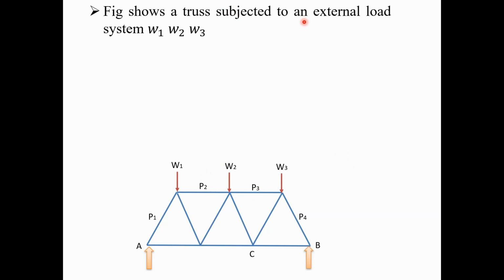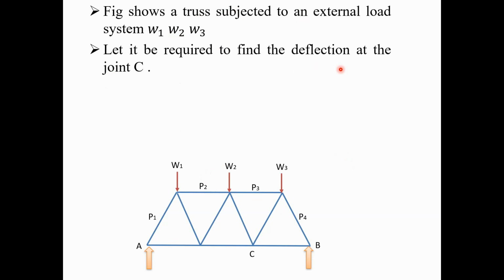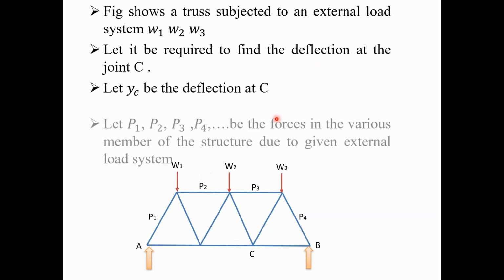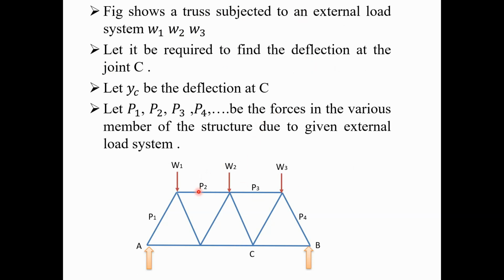The figure shows the truss subjected to an external load system W1, W2, W3. Let it be required to find the deflection at joint C. So YC is the deflection at joint C. Because of these external loads, the forces developed in the truss are P1, P2, P3, P4, which are the forces in the various members of the structure due to the given external load system.